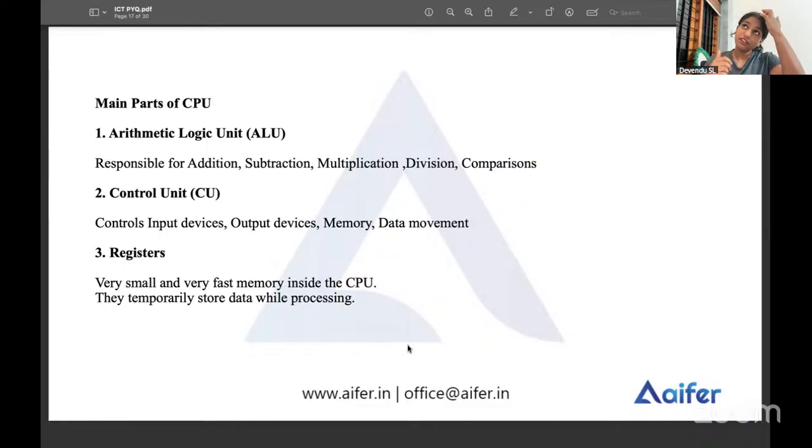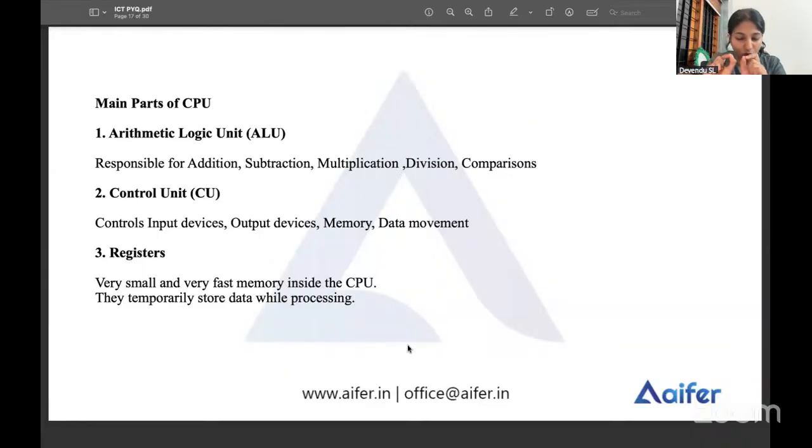The control unit controls the input device, output device, memory, and data movement. If a memory unit stores data, the control unit brings that data wherever it is needed when we are doing some calculations or running any program. So it controls input devices, memory, data movement, and more.